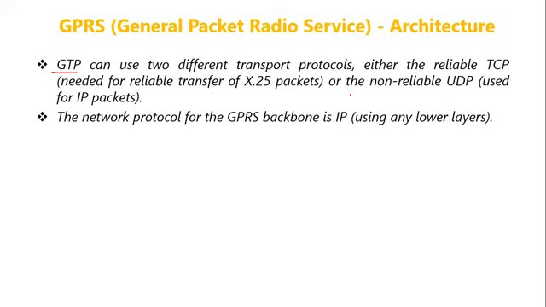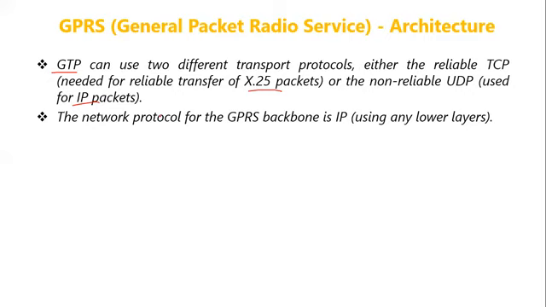Okay, so TCP is used for X.25 packets, and UDP is used for IP packets. The network protocol for the GPRS backbone is IP.